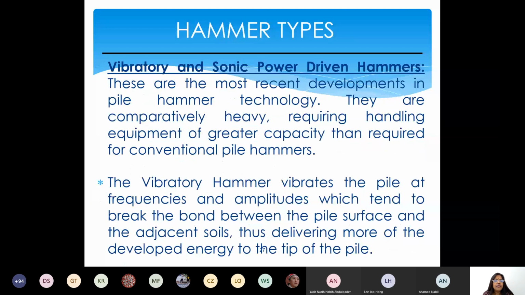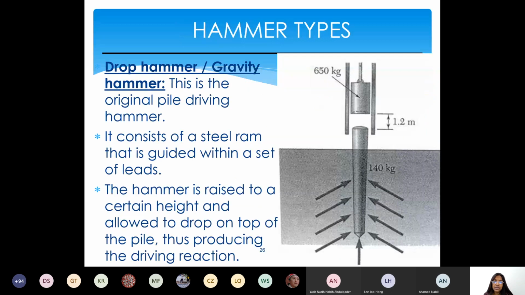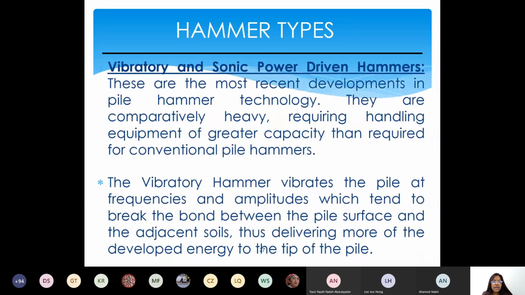Good. Vibratory and sonic power driven hammers. Last time it was a hammer just gravity driven, right? As long as the load is increasing, the weight is increasing onto the pile, it will move inside, and also by momentum. Then here is a vibratory hammer. By vibration and sonic power, the pile is driven into the ground.